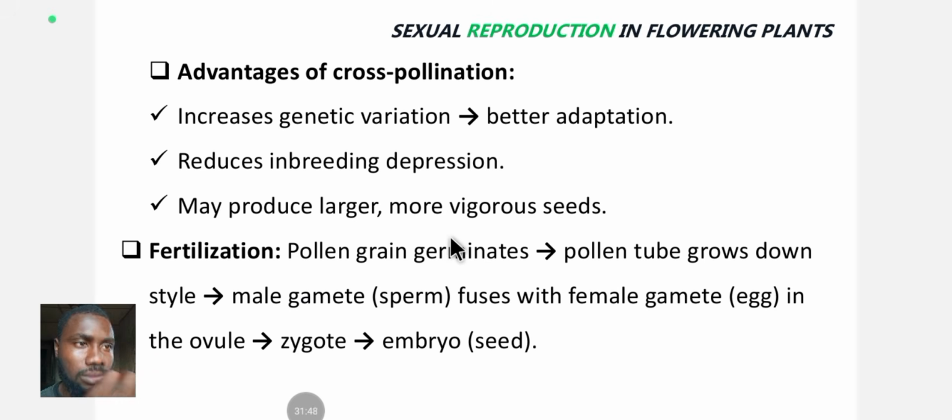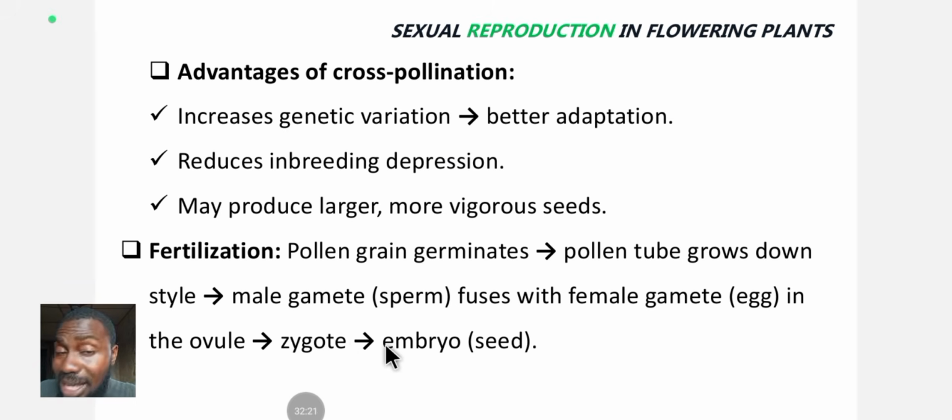Let's understand the fertilization process that occurs after pollination. When pollen grains germinate, the pollen tube grows down the style. Okay, that style is straight. The pollen tube will grow down and reach the ovule. So the male gamete, which is sperm, fuses with the female gamete, which is egg, in the ovule. Okay, and the zygote is formed. After the zygote is formed, the embryo is formed, and that embryo is called what?